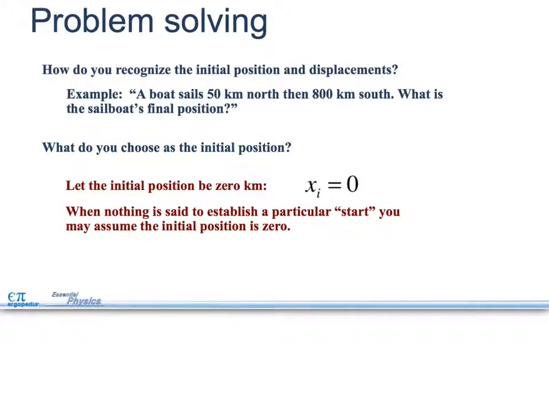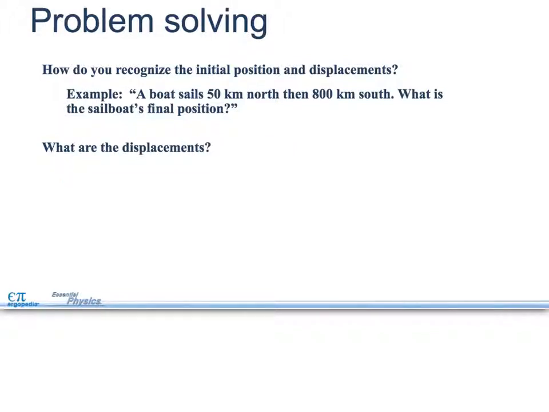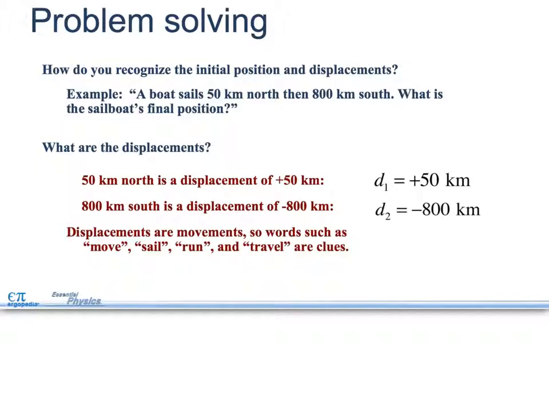Let the initial position be 0 kilometers, so xi equals 0. When nothing is said to establish a particular start, you may assume the initial position is 0. What are the displacements then? Well, displacement 1 is 50 kilometers north, that's plus 50 kilometers. Then 800 kilometers south is a displacement of negative 800 kilometers. Displacements are movements, so words such as move, sail, run, and travel are clues. So you have a 50 kilometer displacement and a negative 800 kilometer displacement.